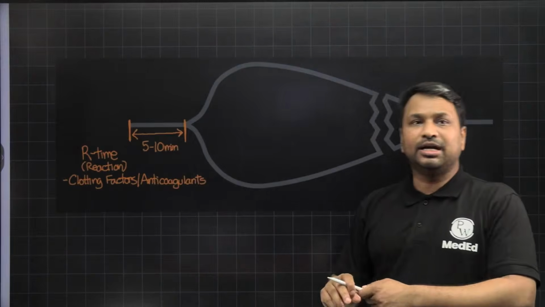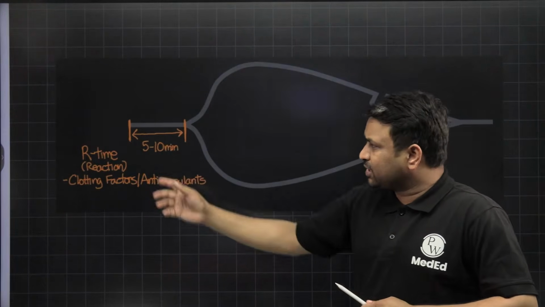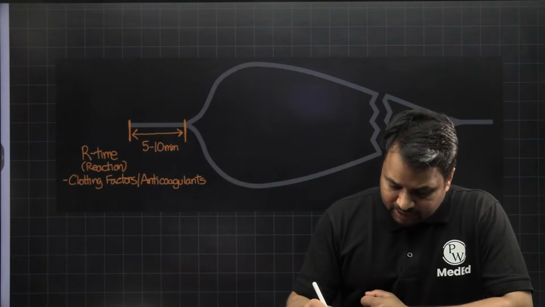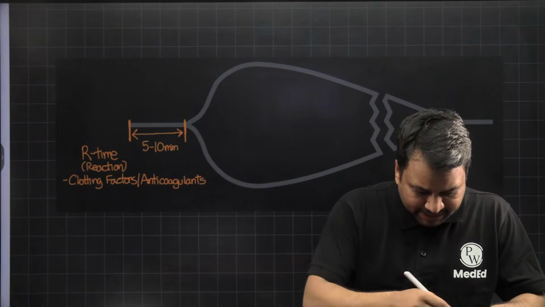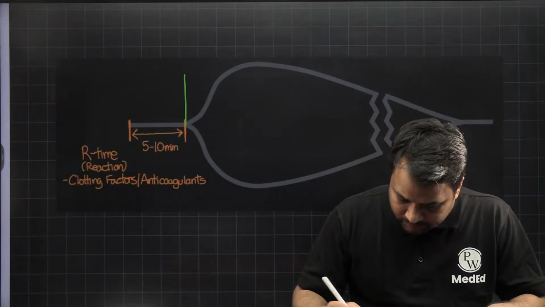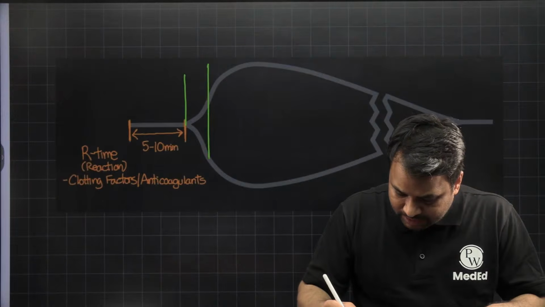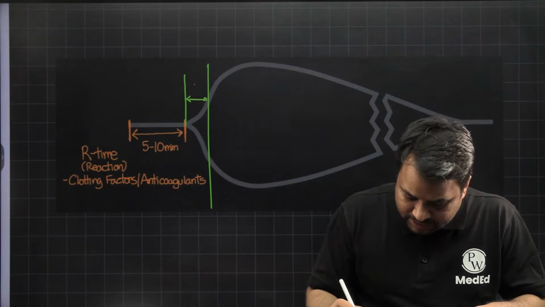The first thing is called the R time, that is the reaction time. Normal is going to be 5 to 10, and R time is dependent upon the clotting factors and the anticoagulants. Then you have something called K, that is the kinetics. That is from the end of the R time to the midpoint of its aggravation. This is what we call K, which is kinetics.